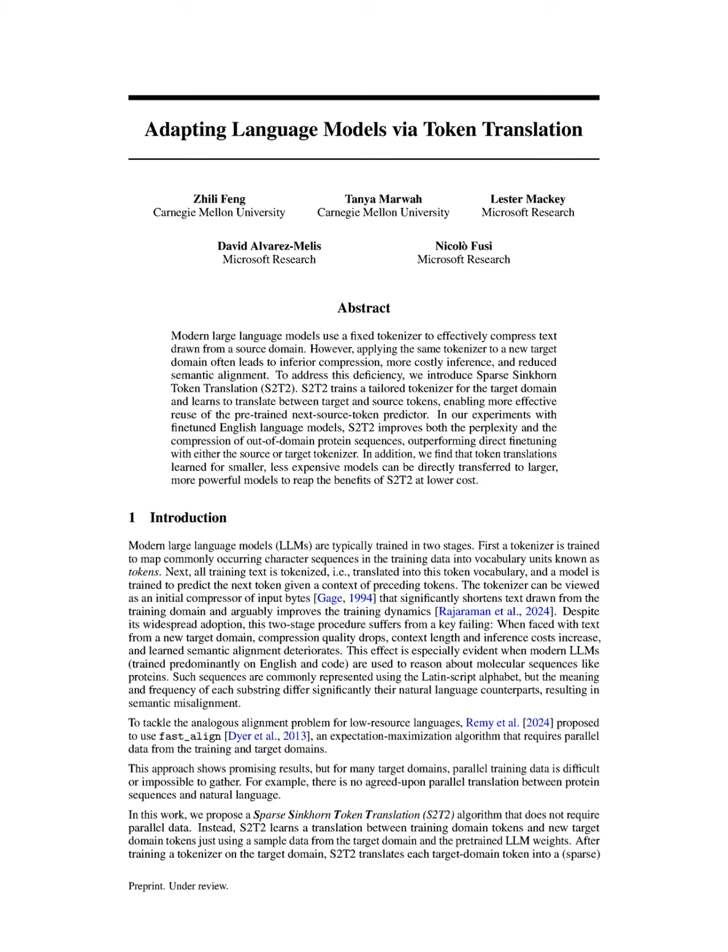The Sparse Sinkhorn Token Translation (S2T2) algorithm aims to address the issue of semantic misalignment that arises when modern large language models (LLMs), predominantly trained on English and code, are applied to molecular sequences like proteins. This misalignment occurs because the representation and frequency of substrings in molecular sequences differ significantly from their natural language counterparts, leading to poor compression quality, increased context length, and higher inference costs.